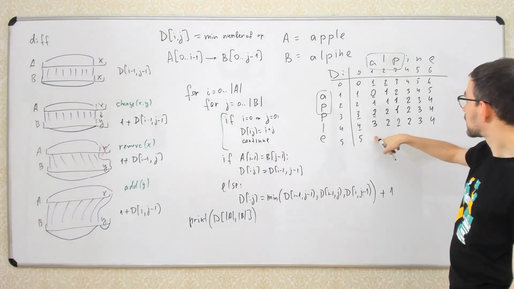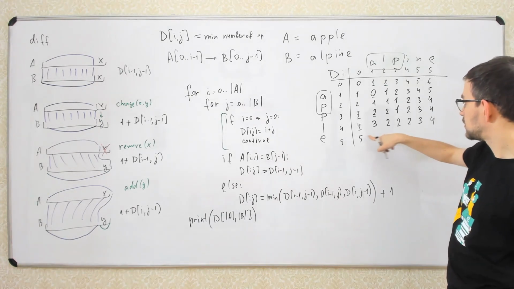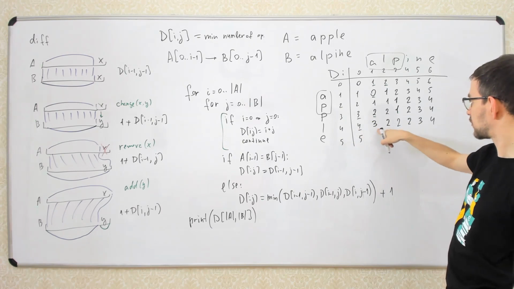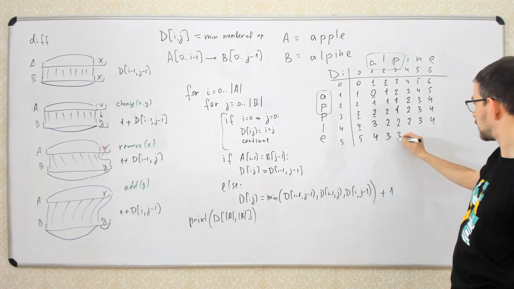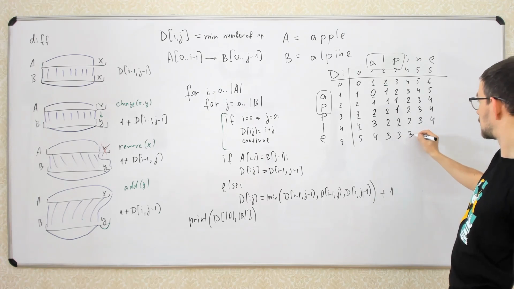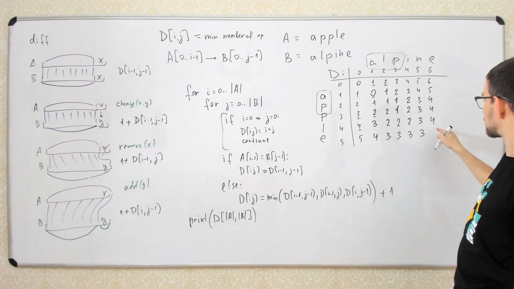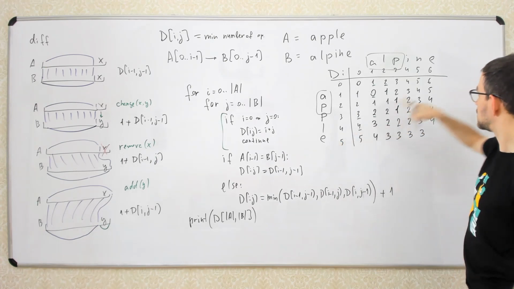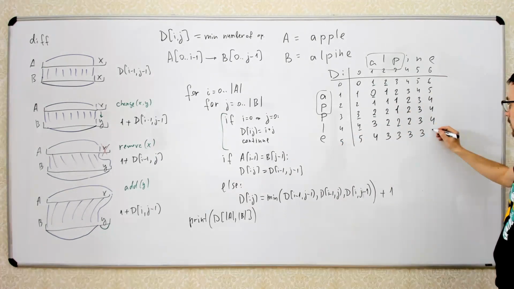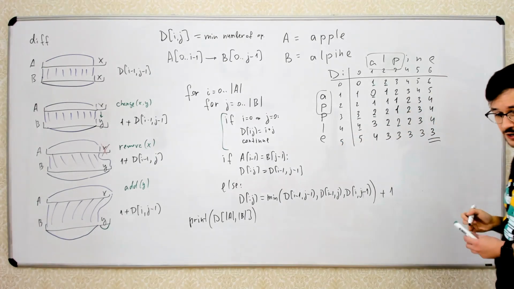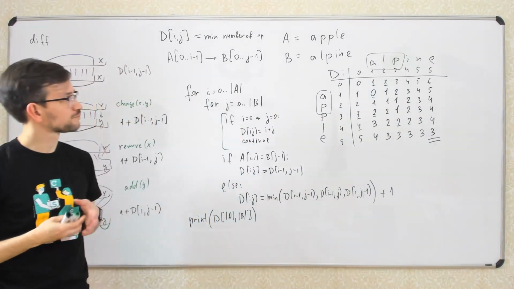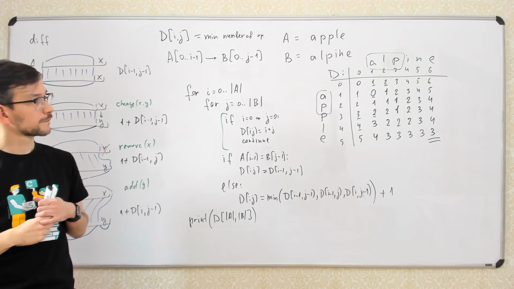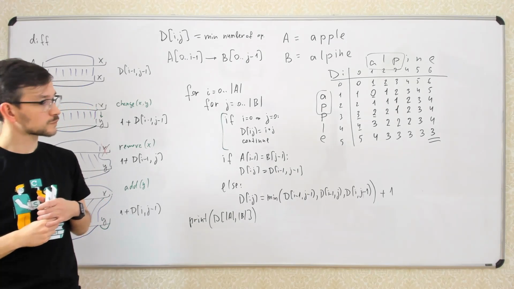Okay, so here I will have different characters. So it will be the minimum of these 3. It will be 3 plus 1, 4. 3, 3, 3 here, and 3 here. And here I have the same characters E and E. So the answer will be the same as here, it will be 3. So that's the final answer. Good.